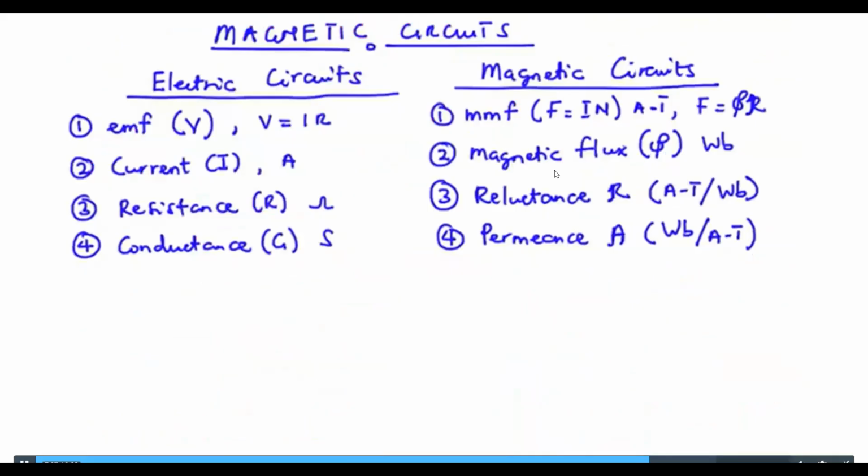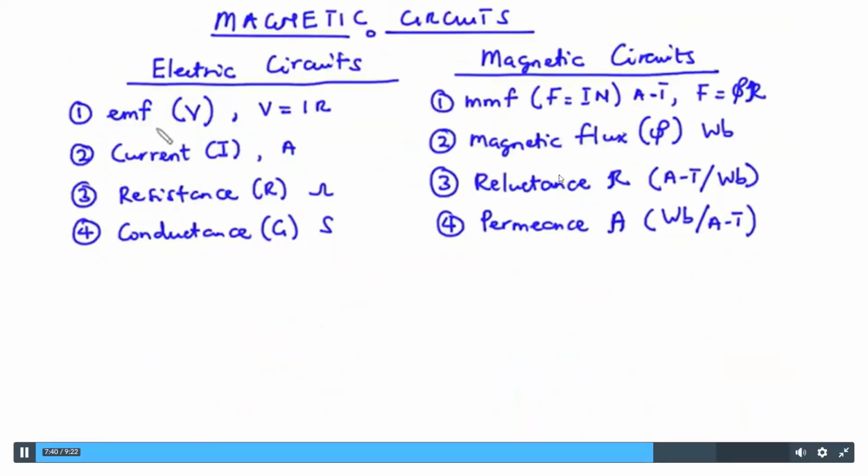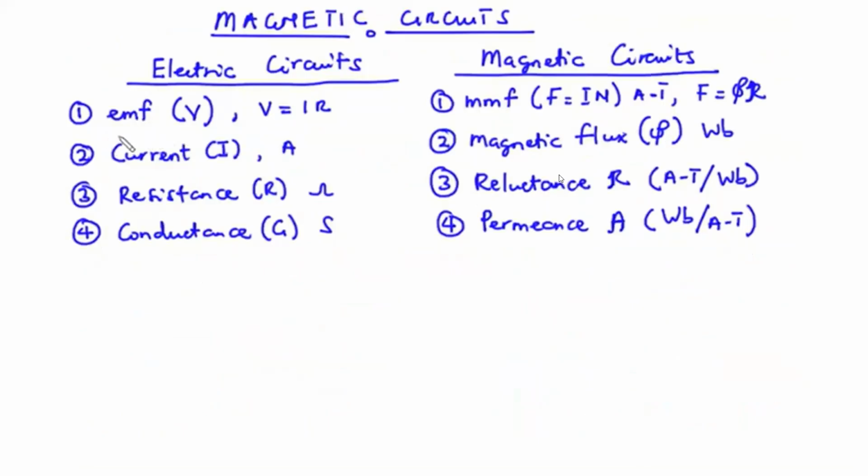So in summary, in an electric circuit, we have the source to be the EMF, that is electromotive force, represented as V, and that is equal to the current flowing in the circuit times the resistance of the circuit. Now in a magnetic circuit, we call the source the magnetomotive force, represented as F and given as I times N, measured in amperes or ampere-turns, and that is also equal to the magnetic flux times the reluctance of the circuit.